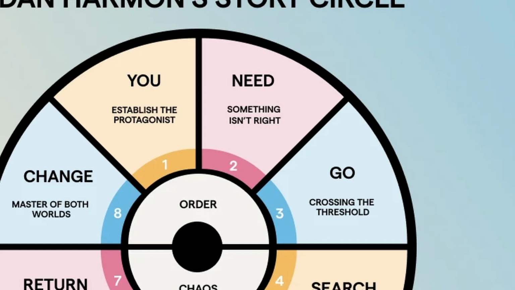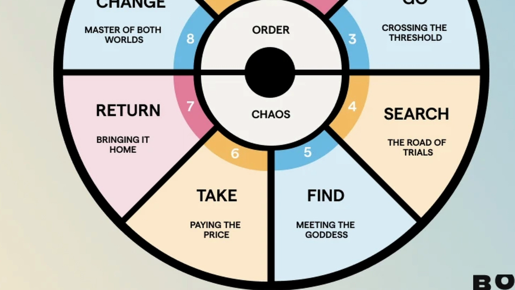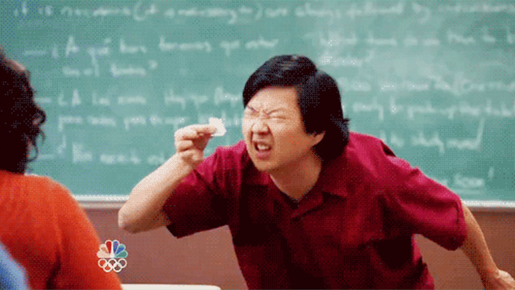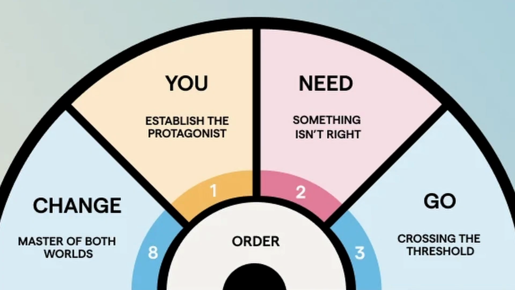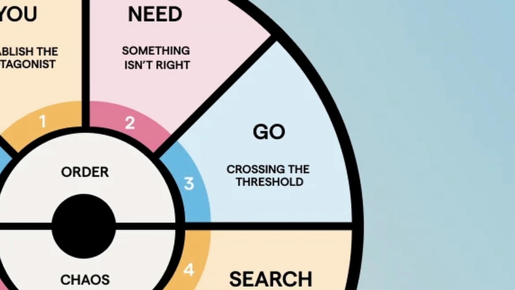You, need, go, search, find, take, return, and change. An almost minimal way to describe our different plot beats. You establishes the protagonist of the story. Need is when the characters and audience recognize that something must be done. Go is the inciting incident in the beginning of the quest.